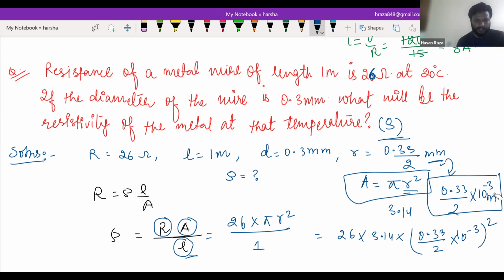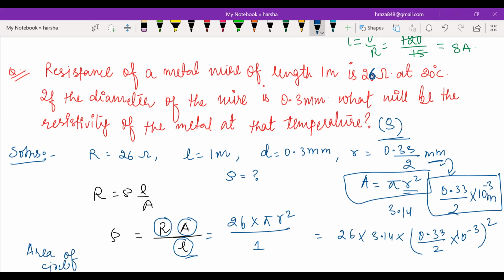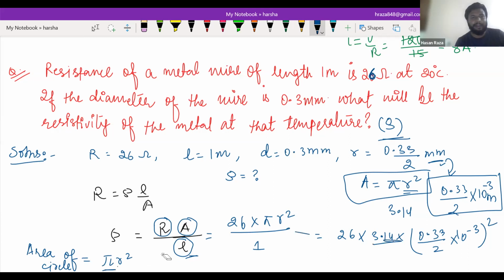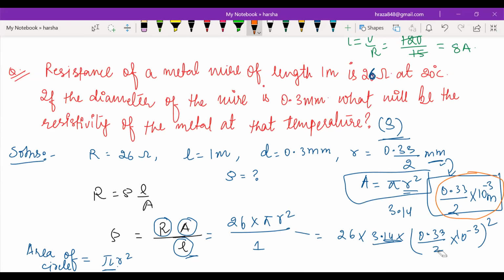Hamna, is that clear? Sir, why did you square this? What is the formula of area of a circle? Pi r square. Yes or no, Harsha? Yes, sir. So I just put the value of pi, that is 3.14, and r square. You can see the value of r is this, and since the formula says r square, that's why I just squared it. Okay, sir. Okay, just write it and let me know if you're done with this.